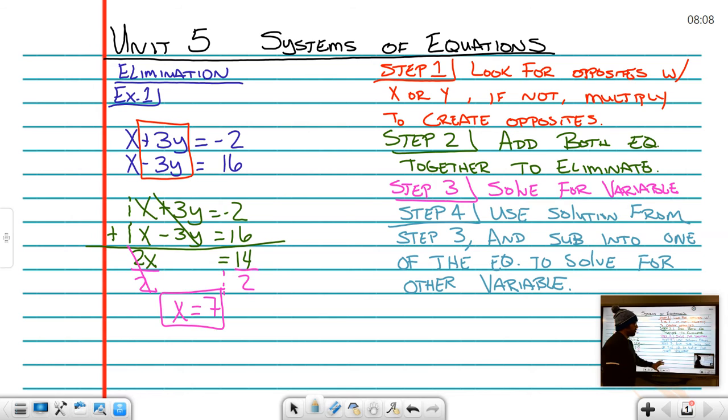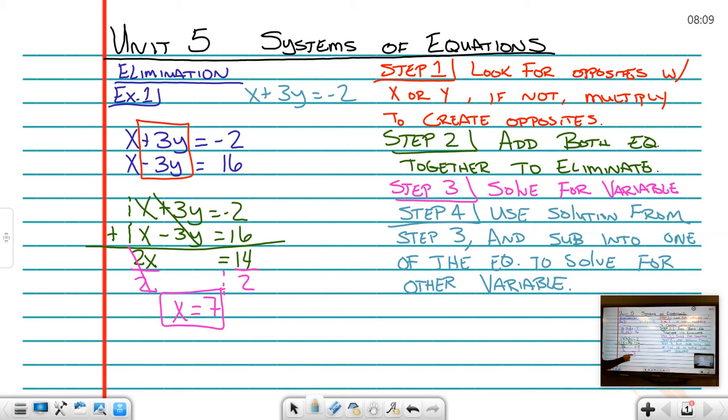Okay, so whatever we got in step 3, which is here, x equals 7, we're going to take this and we're going to sub it into either one of these two equations. It doesn't matter which equation, so don't get hung up on that. Don't think, oh my gosh, I have to use this one. Okay, it doesn't matter which equation you sub into. All right, we're going to sub it into one of these to get y. All right, so I'll just use x plus 3y equals -2.